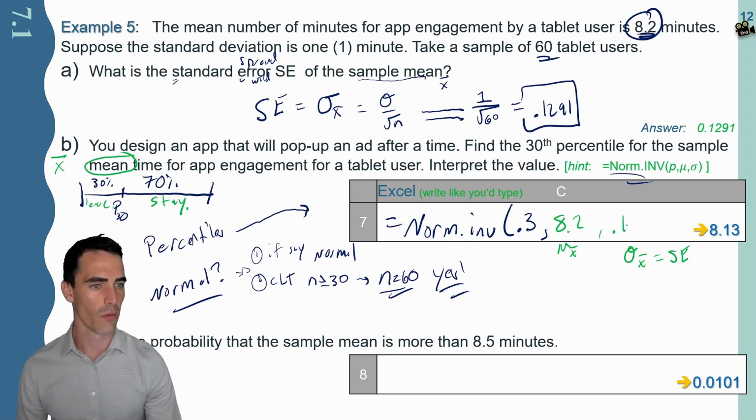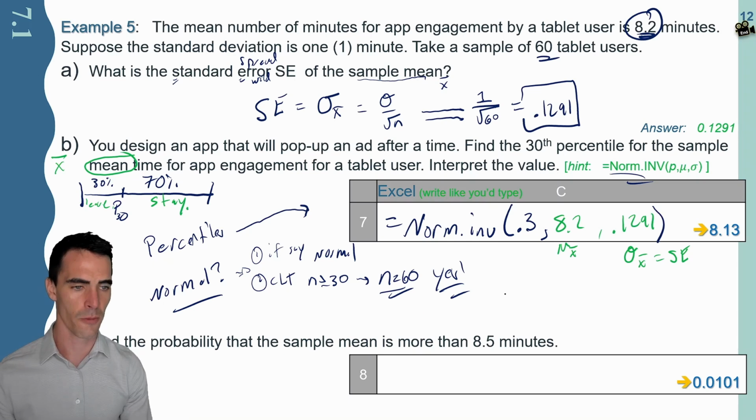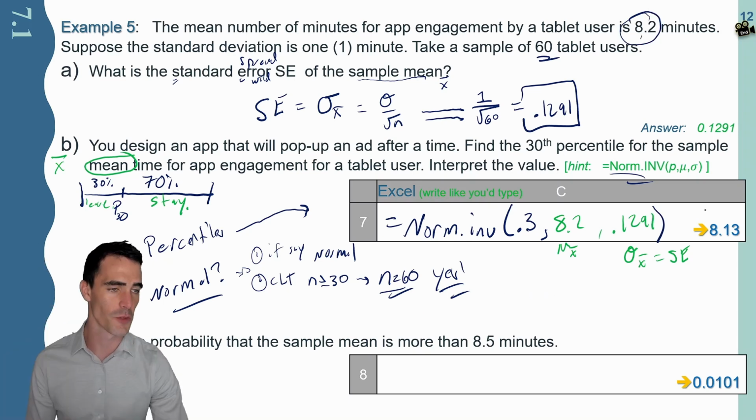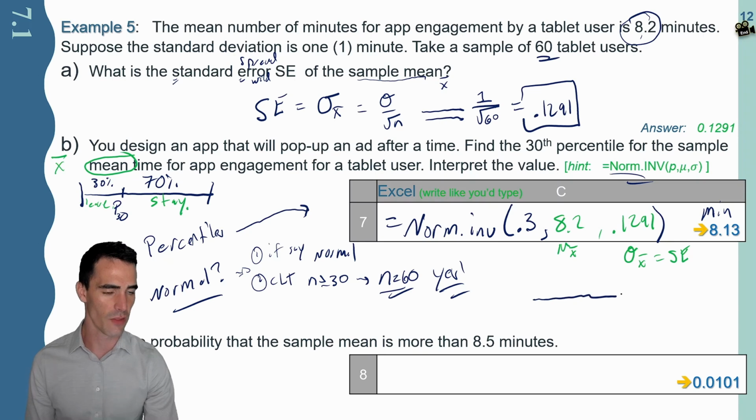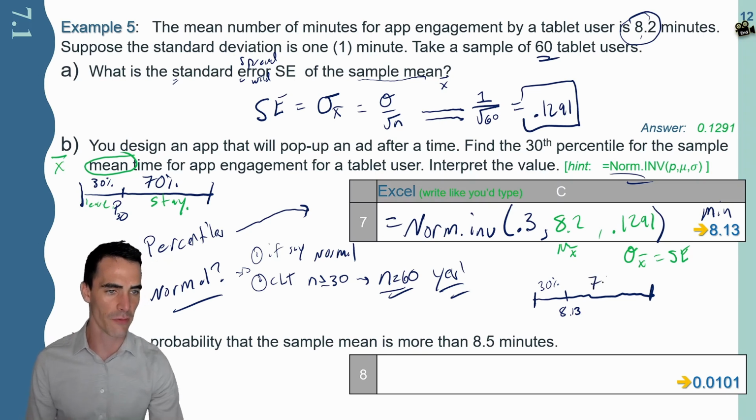That's going to be 0.1291. And after a little bit of work in Excel, we should get 8.13 minutes. And again, the whole beauty of percentiles, or the whole reason we're interested in them, is because it gives us a nice line in the sand to say, look, if we're going to make pop-up ads, and I want to make sure to capture a good amount of audience, I don't want to just put an ad at the average.